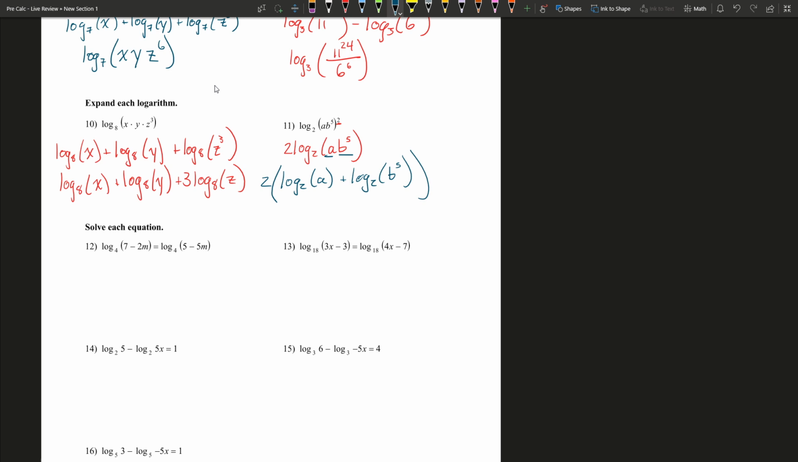And then we have a power inside, this 5. So we can rewrite this again as 2 log base 2 of a plus 2 times 5 log base 2 of b. So it just becomes 2 log base 2 of a plus 10 log base 2 of b.